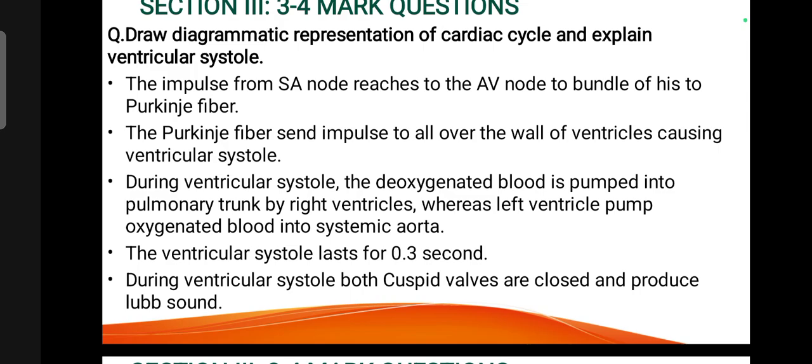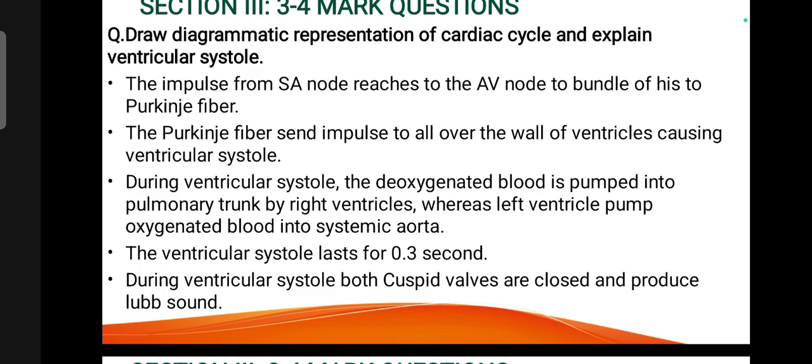Draw diagrammatic representation of cardiac cycle and explain the ventricular systole. The impulse from SA node reaches the AV node, to the bundle of His, to Purkinje fibers. The Purkinje fibers send the impulse all over the wall of the ventricles, causing ventricular systole.